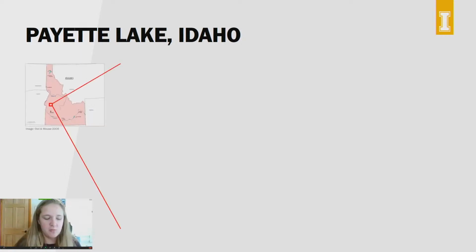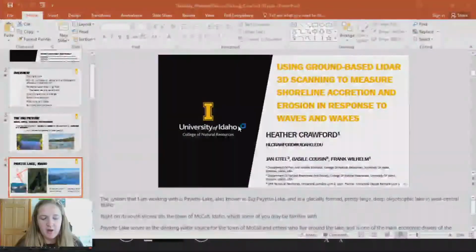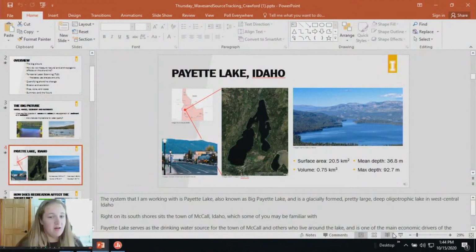Okay, thank you. So the system that I am working on is Payette Lake in Idaho, also known as Big Payette Lake. It's a glacially formed, pretty large, deep oligotrophic lake in west central Idaho. Right on its south shore sits the town of McCall, Idaho.